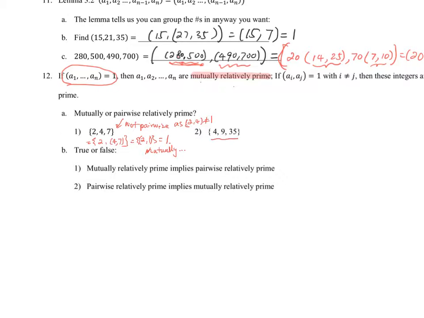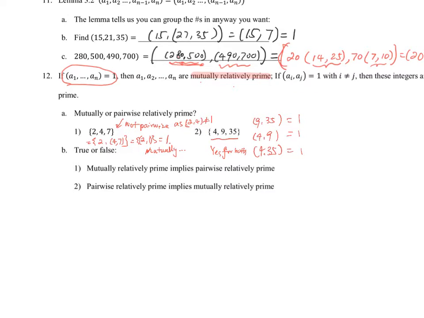Now for this one, if we check all these 3 pairs, they're all relatively prime. Therefore, it's pairwise relatively prime for this set. Is it mutually relatively prime? Yes, because none of them have a common factor. Therefore, of course, the greatest common divisor of these 3 integers is 1. So yes for both.